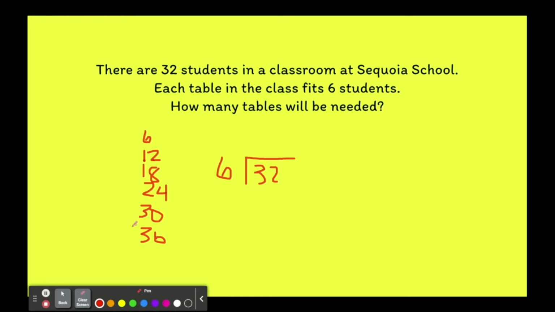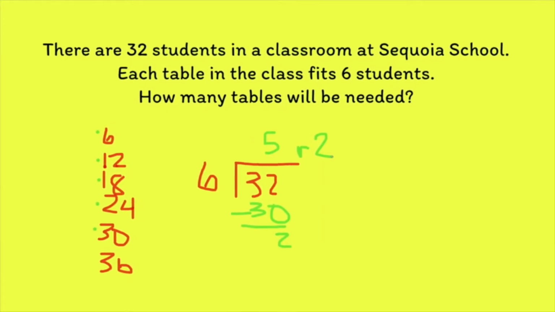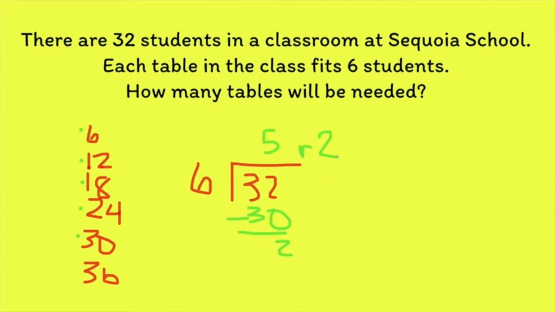36 is too much, so I can see here that I have 1 group, 2, 3, 4, 5 groups of 6, and my 5 groups of 6 total 30. And my next step here is I know I need to subtract. And if I have 2 left, which is actually those 2 students, can I make another full table with that 6? Nope. So I have a remainder of 2. Now, let's see how this remainder of 2 affects our solution.